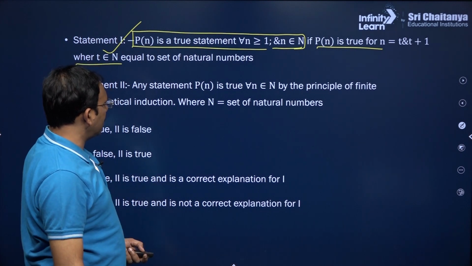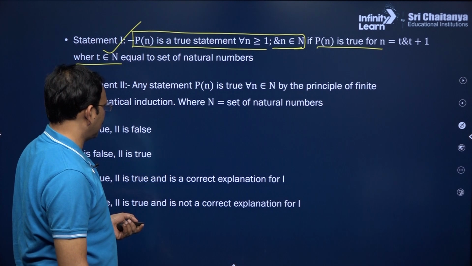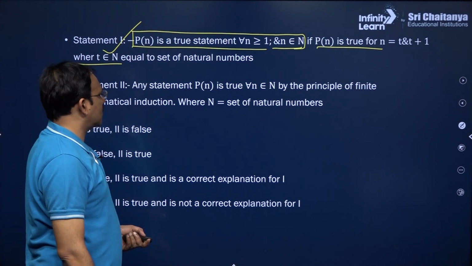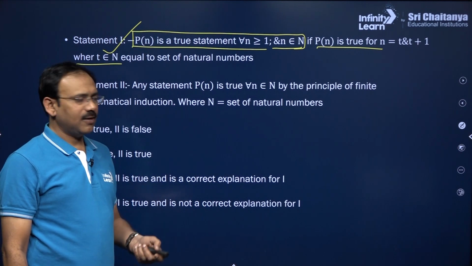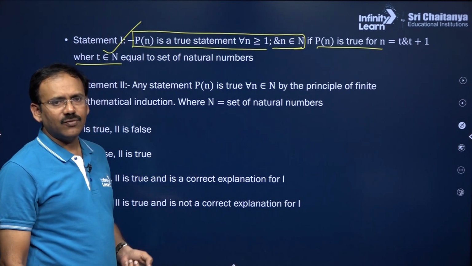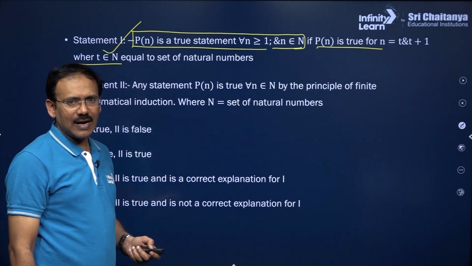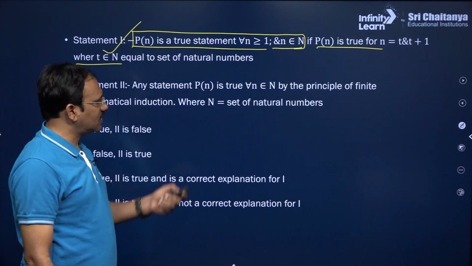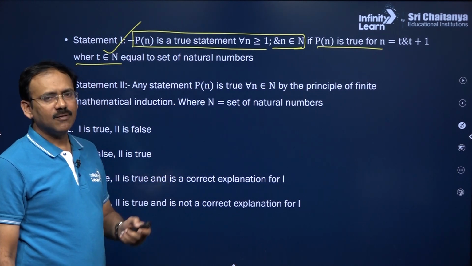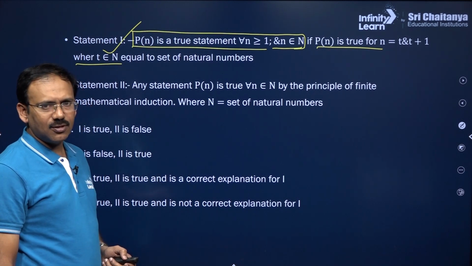Of course, any statement P of n is true for all n belongs to N by the principle of mathematical induction. Not any statement, generally a statement can be proved by the principle of mathematical induction wherever it is possible. So, we can take both as true. Some ambiguity in the second statement, but we can say the first statement is absolutely correct, but in the second statement there is no proper information to give clarity.